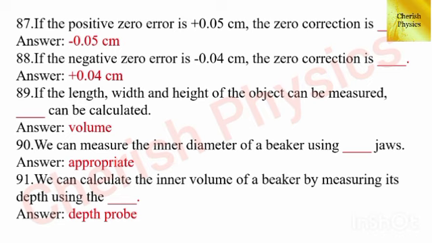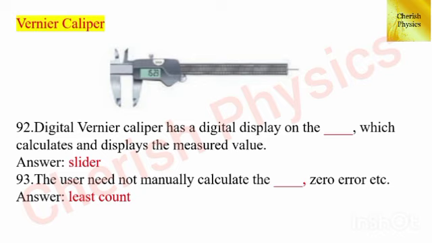We can measure the inner diameter of the beaker using the inside jaws, the appropriate jaws. We can calculate the inner volume of the beaker by measuring its depth using the depth probe. A digital vernier caliper has a digital display on the screen which calculates and displays the measured value. The answer is slider. The user need not manually calculate the zero error, etc.